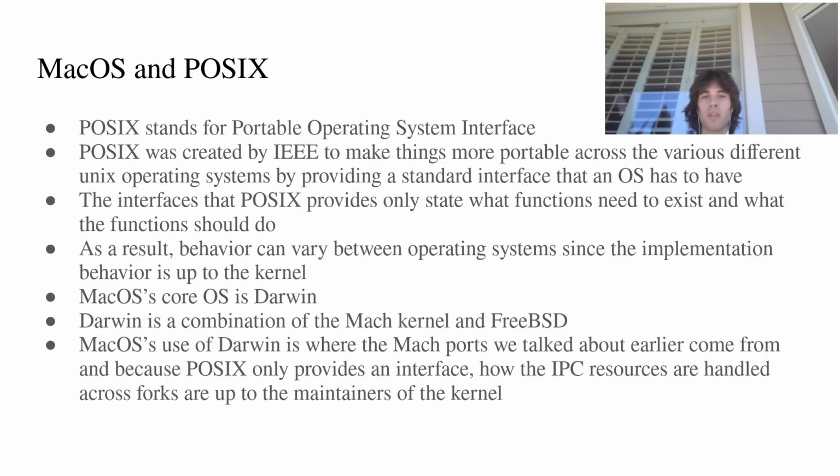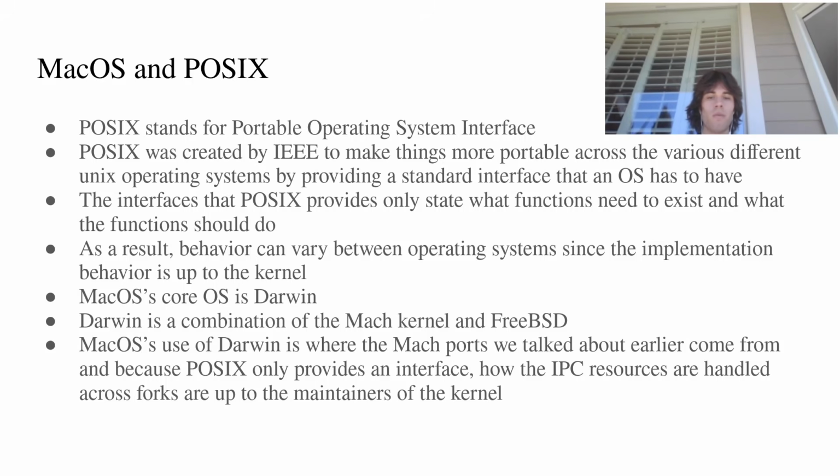The interfaces that POSIX provides only state what functions need to exist and what the function should do. As a result, behavior can vary between operating systems, since the implementation behavior is up to the kernel. Looking more specifically at Mac, macOS's core OS is Darwin, and Darwin is a combination of the Mach kernel and FreeBSD. So Mac's use of Darwin is kind of where the Mach ports come from that we talked about earlier.